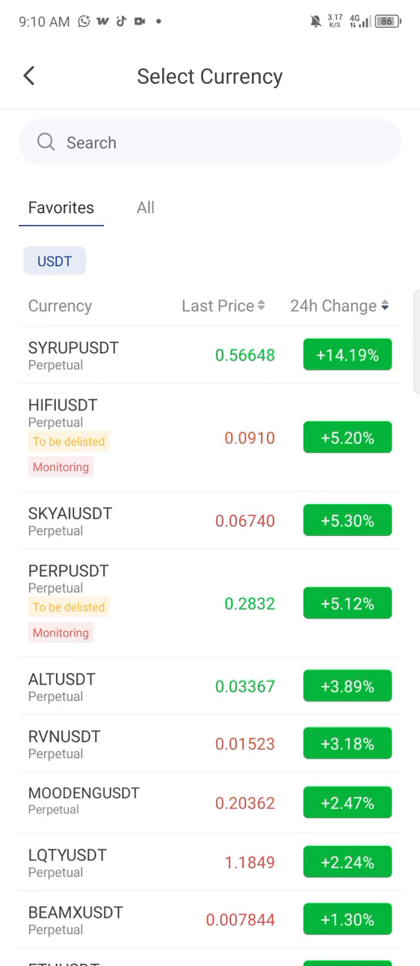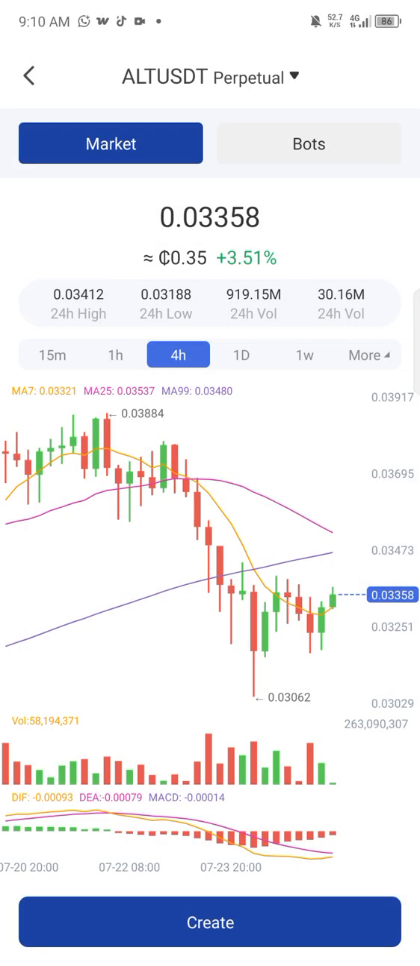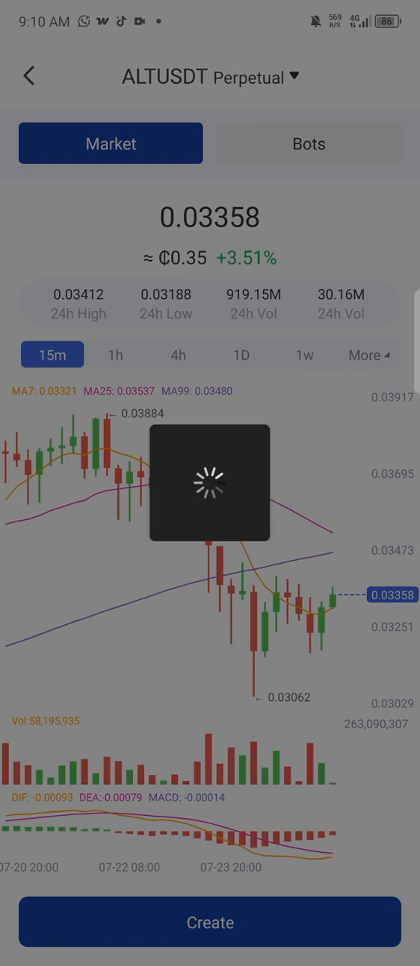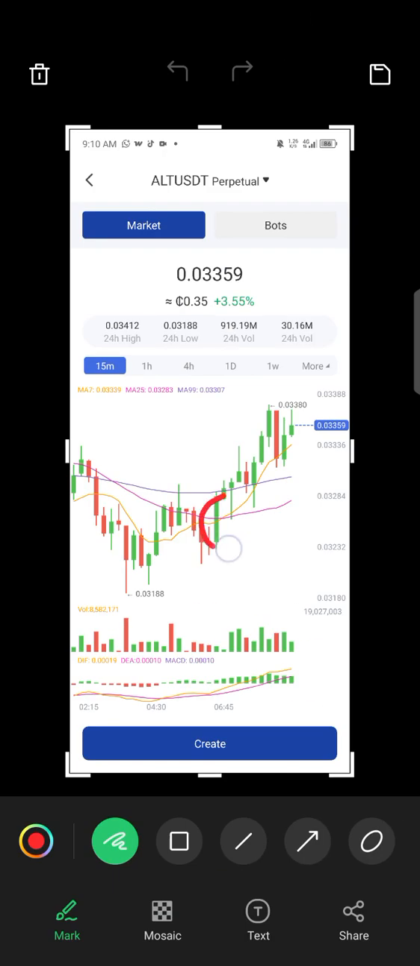Let me use the alt USDT. I'm just picking any coin at random. Now let's look at this one on a 15 minutes time frame. On a 15 minutes time frame, we can see that there's been a golden cross around this place, and this market is beginning to move on an uptrend. You can see our yellow line has crossed the purple line, right? And then our purple line is also about to cross it. So in this case, we can see that this market is on an uptrend.